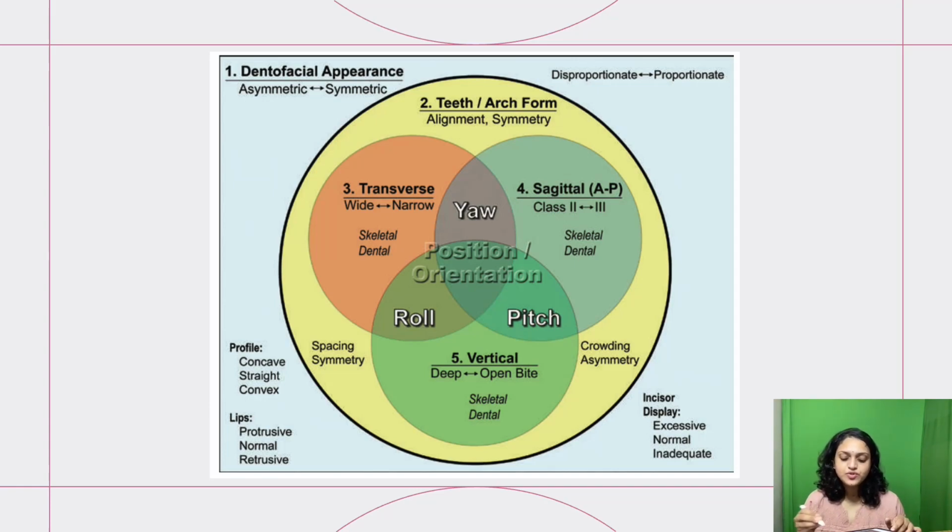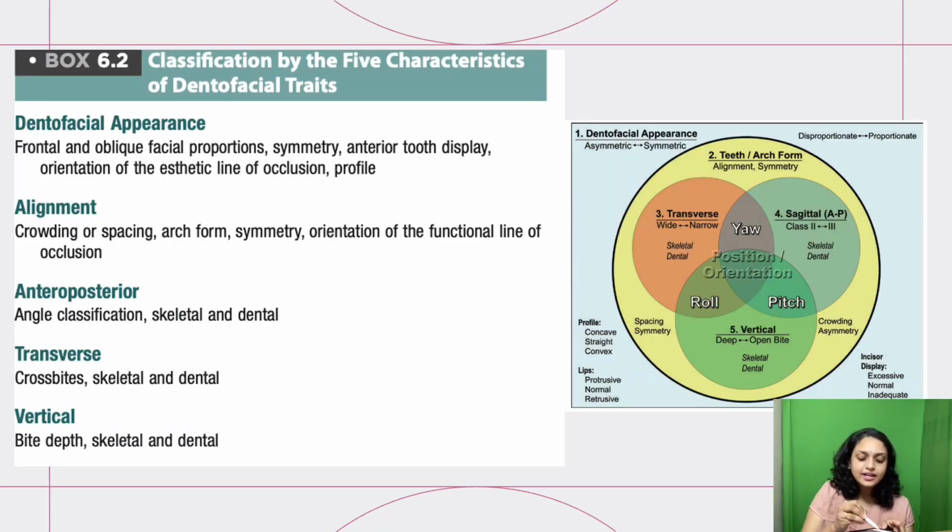Pitch, roll and yaw was first introduced in the Ackermann-Proffit classification. Ackermann-Proffit classification is one of the most systematically constructed classifications of malocclusion, which includes a lot of criteria. This is a Venn diagram showing the Ackermann-Proffit classification, and these are the 5 components of the Ackermann-Proffit classification. I'll just go into a bit of brief about this.